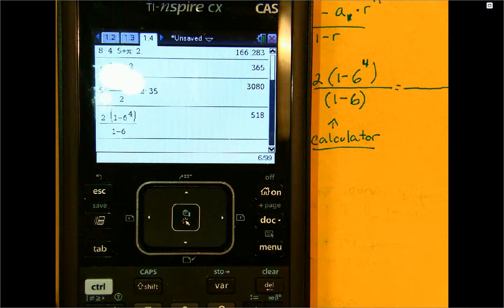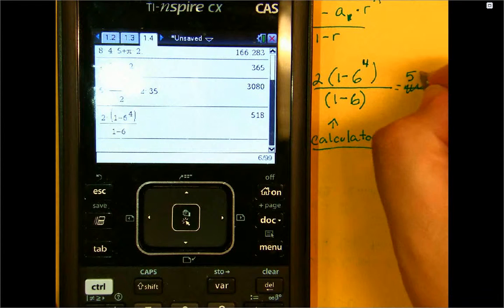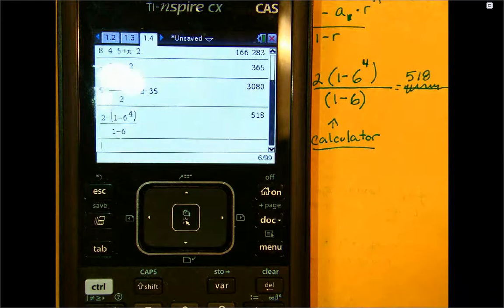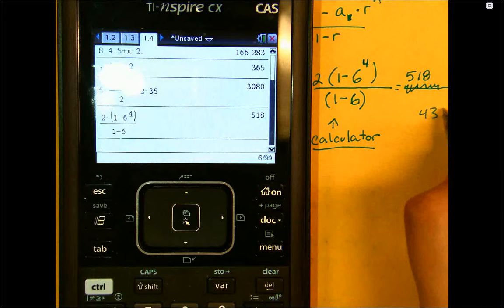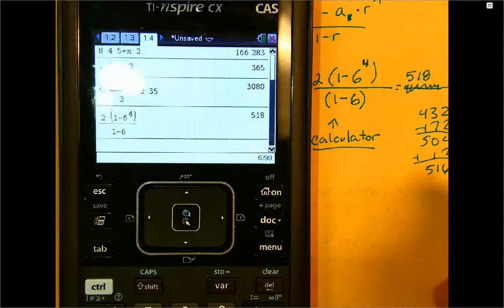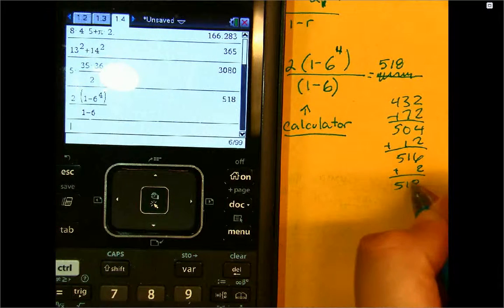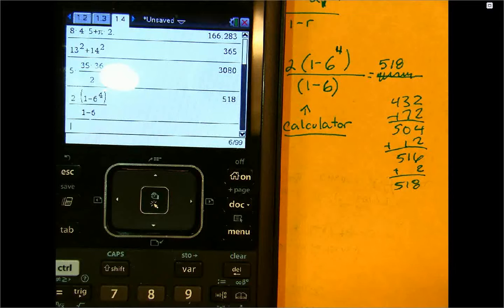And our answer is 518. And if you would have went through and did 432 plus 72, that's 504. And then plus 12, that's 516. And then plus 2, it's 518. So again, this is just kind of applying the formulas to it.